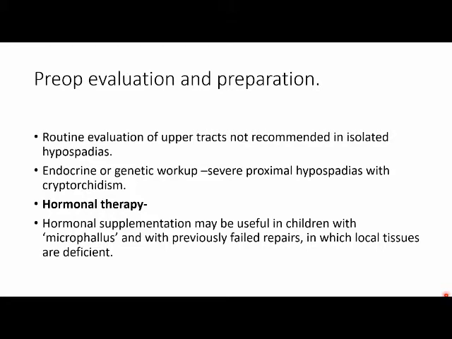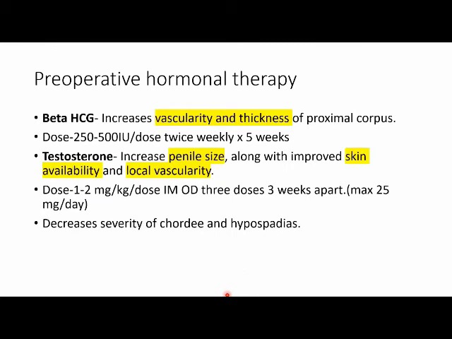Coming to the pre-op evaluation and preparation of a patient with distal penile hypospadias, routine evaluation of upper urinary tract is not recommended in a case of isolated hypospadias. And if you consider endocrine and genetic workup, it is indicated mostly in severe proximal hypospadias with cryptorchidism rather than distal hypospadias. So this has no role in distal penile hypospadias. Coming to the pre-op preparation part and hormonal therapy, hormone supplementation may be useful in children with microphallus and also with previously failed repairs in which the local tissues are deficient. The pre-op hormonal therapy includes usage of beta-HCG and testosterone.